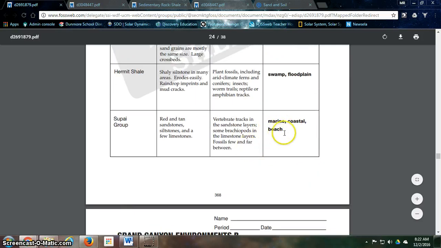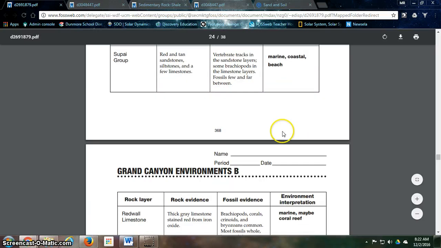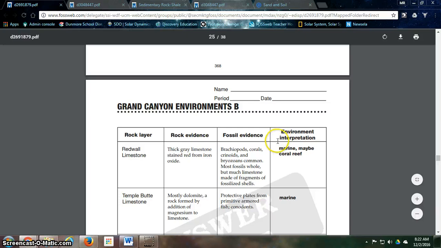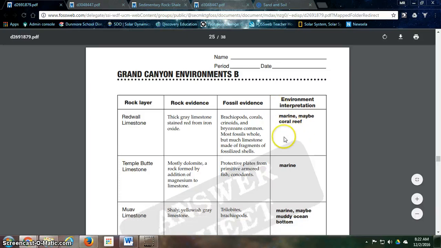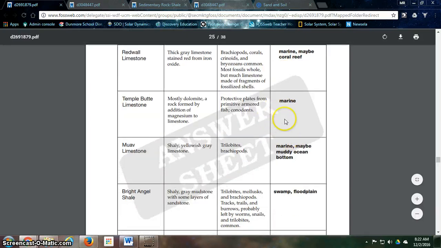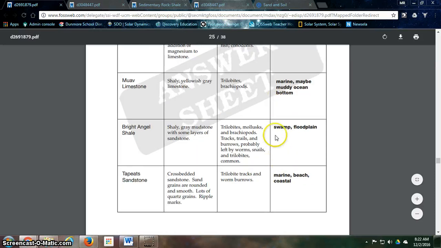The Supai group, again, is probably in a limestone or marine environment because it's a little bit of a limestone and sandstone mix, so maybe even a coastal beach, depending on what parts we're looking at. With limestone, we're looking at a marine environment, and again, we see limestone, marine. Shale again would be swamps and floodplains, and sandstone is going to be beach areas. So that was what we looked at there.